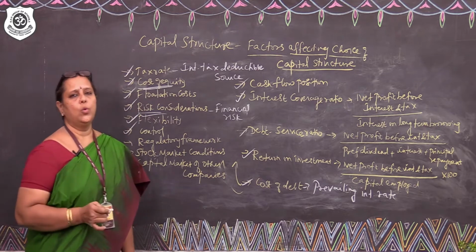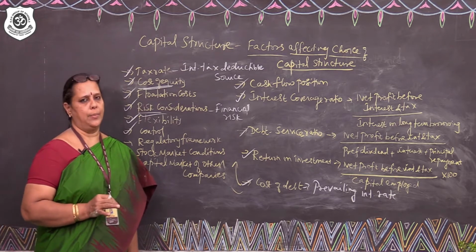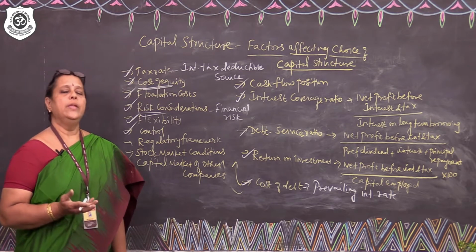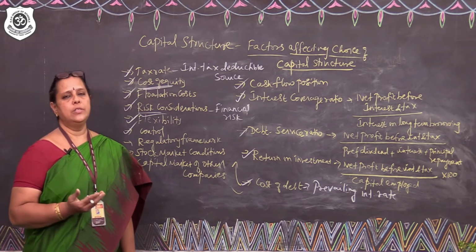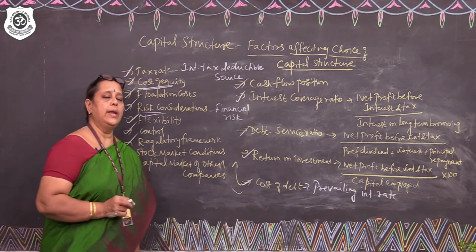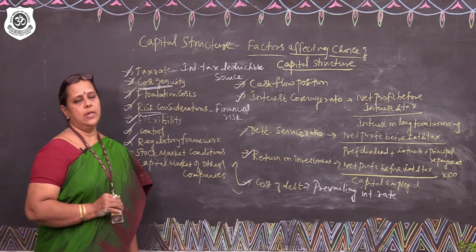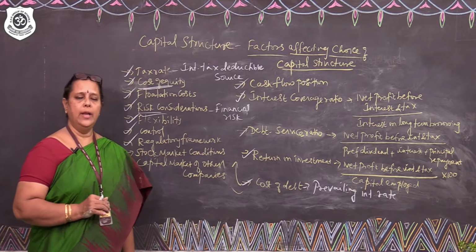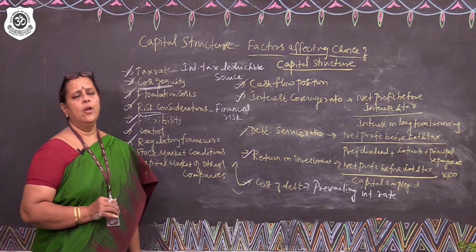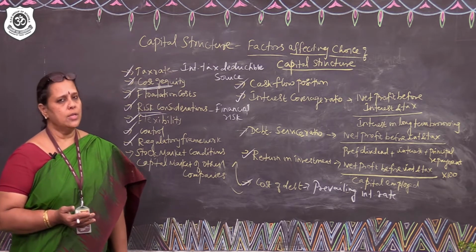The next is control considerations. If the existing shareholders do not want dilution of control, the company has to go for borrowed capital. If the existing shareholders do not mind dilution of control, then the company can go for additional funds in the form of equity shares. The next is regulatory framework. The guidelines given by SEBI from time to time regarding the funds to be raised in the form of equity or debt should be taken into consideration. It should not in any way violate the provisions of SEBI and go for unhealthy speculation in the stock market.